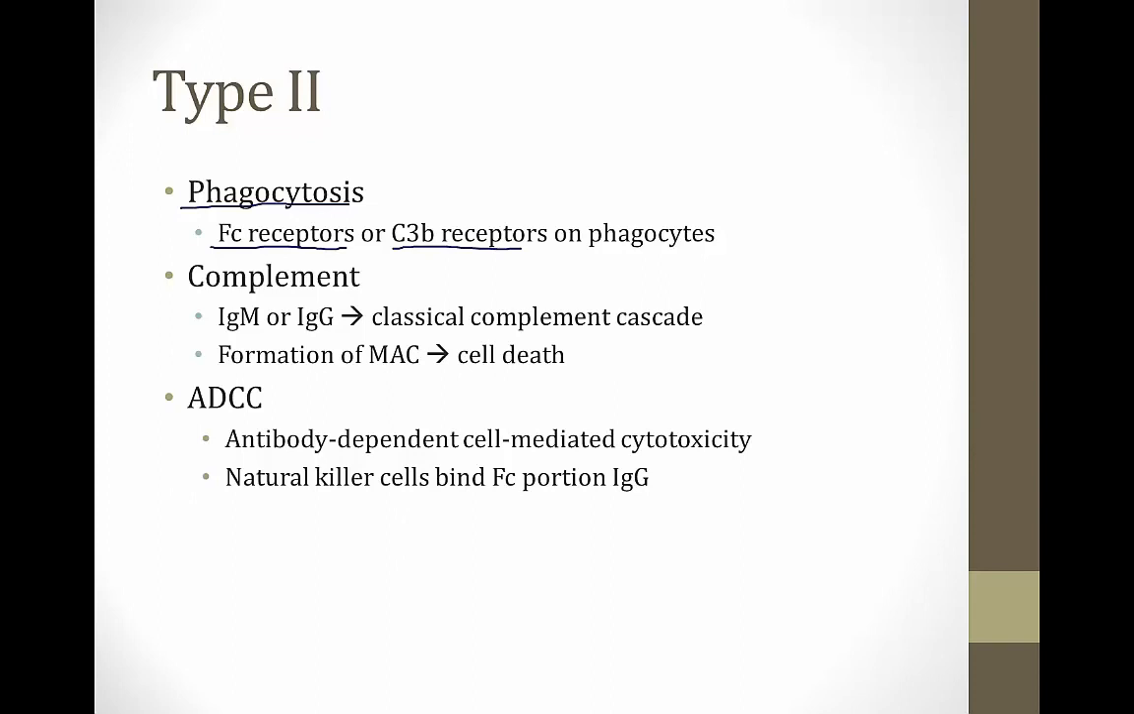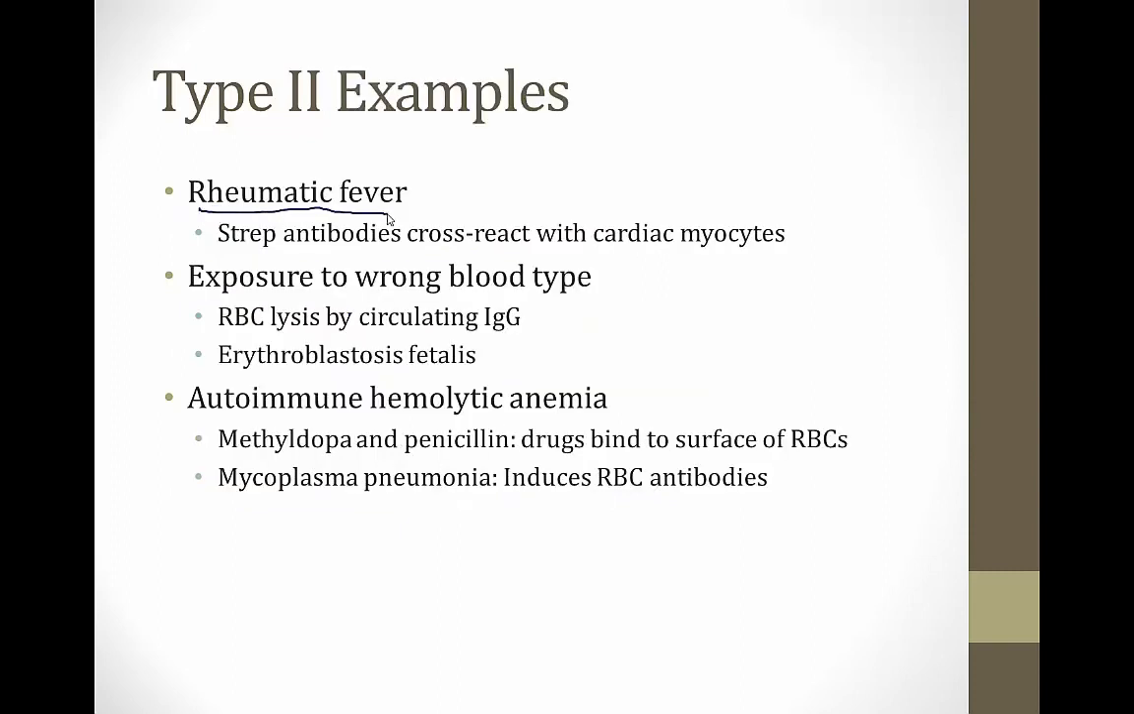Damage can also occur to cells and tissues through complement. IgM or IgG can trigger the classical complement cascade. They can form the MAC, and this can lead to cell death. And then finally, in these disorders, there is often antibody-dependent cell-mediated cytotoxicity. This is where natural killer cells bind to the Fc portion of IgG and then release their contents and destroy cells and tissues. Rheumatic fever is the classic example of a type 2 hypersensitivity disorder.